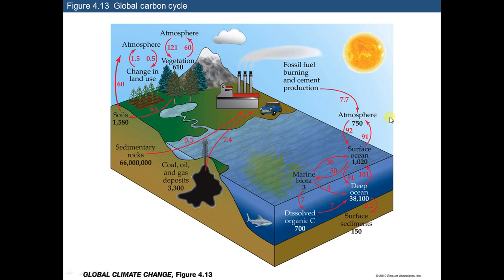You see that the atmosphere, compared to the deep ocean and sedimentary rocks, has a relatively small amount of carbon, with 750 gigatons. But that's not to say by any means that we don't care about the carbon dioxide and methane concentrations that are increasing in the atmosphere. And you see some of the other numbers. There's a little more carbon in the surface ocean than the atmosphere. There's slightly less carbon in vegetation compared to the atmosphere on average.